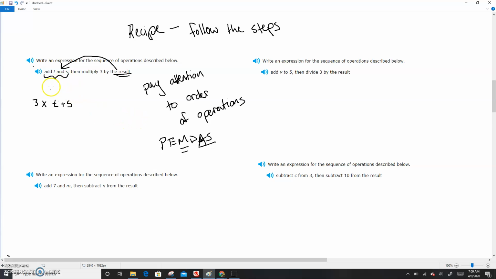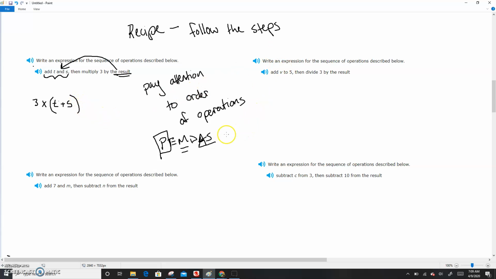So how do we make sure that we're adding t and s first? We focus on this first letter, parentheses. And I put some parentheses around t plus s. Now I know that I'm going to add t and s and then multiply 3 times the result.